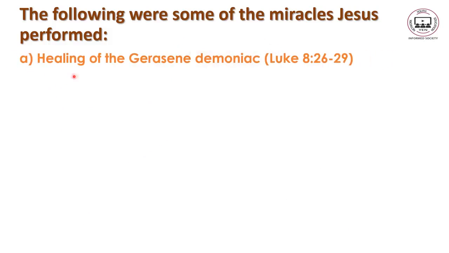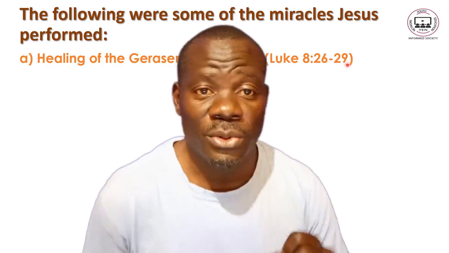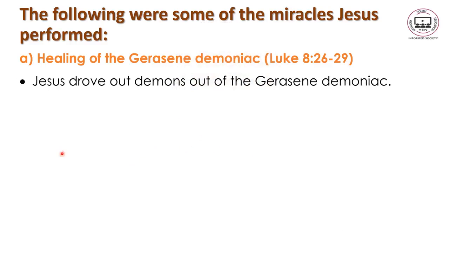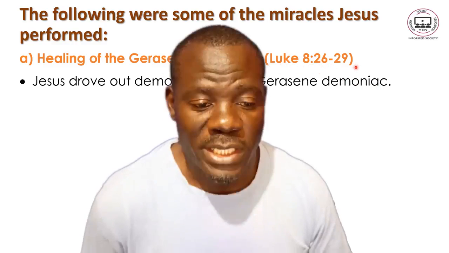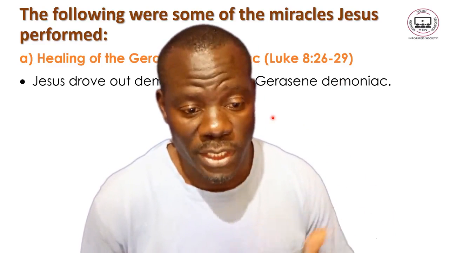Number one is the healing of the Gerasene demoniac. At a place known as Gerasene, there was a demoniac there, someone who was possessed by demons. When we read in Luke chapter 8, verse 26 up to verse 29, we see that Jesus healed a demoniac, someone who was possessed by evil spirits. What happened there was that Jesus drove the demons out of the Gerasene demoniac. When you read those verses, you see that he drove out the demons from that person.